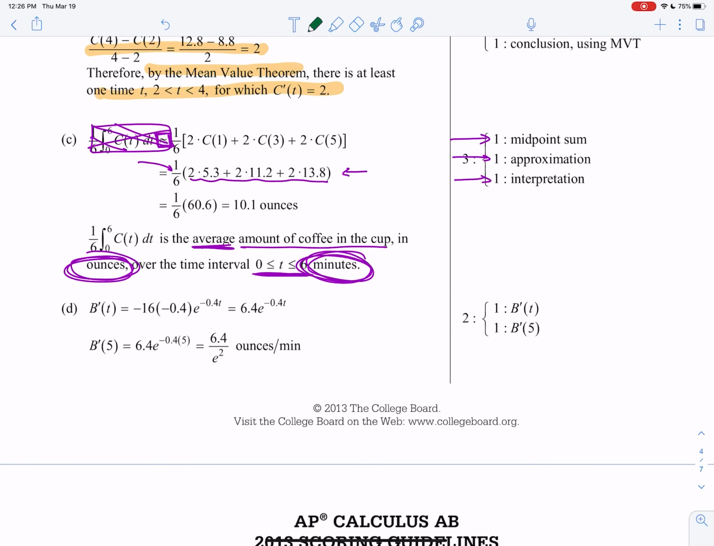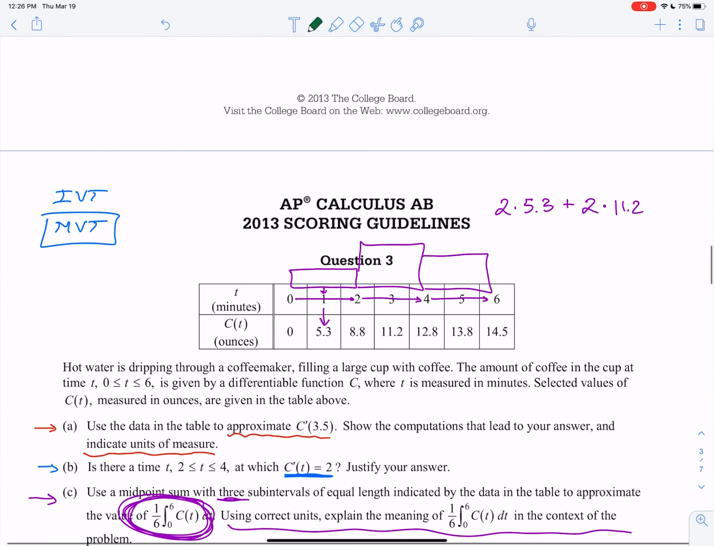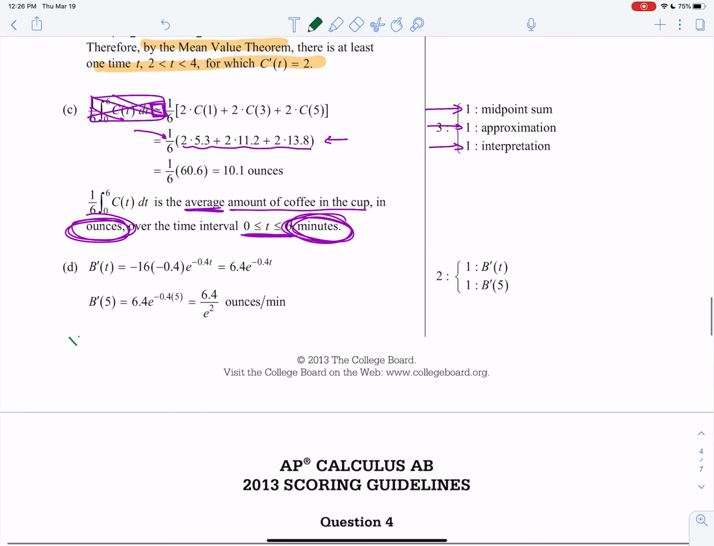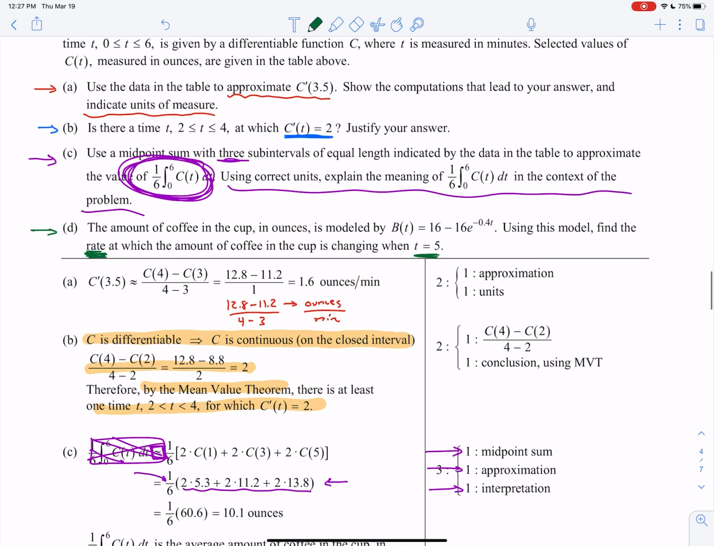Okay? A quick plug and chug here. B prime of 5. Is this a calculator question? It is. Okay, so I would program y1 as b of t. And then I would go to my home screen and I would go to math 8, d over dx of y1, and evaluate it at x equals 5. And that's it. You should get your answer. Here they kind of just wrote it out. I don't think they asked for units. They didn't.